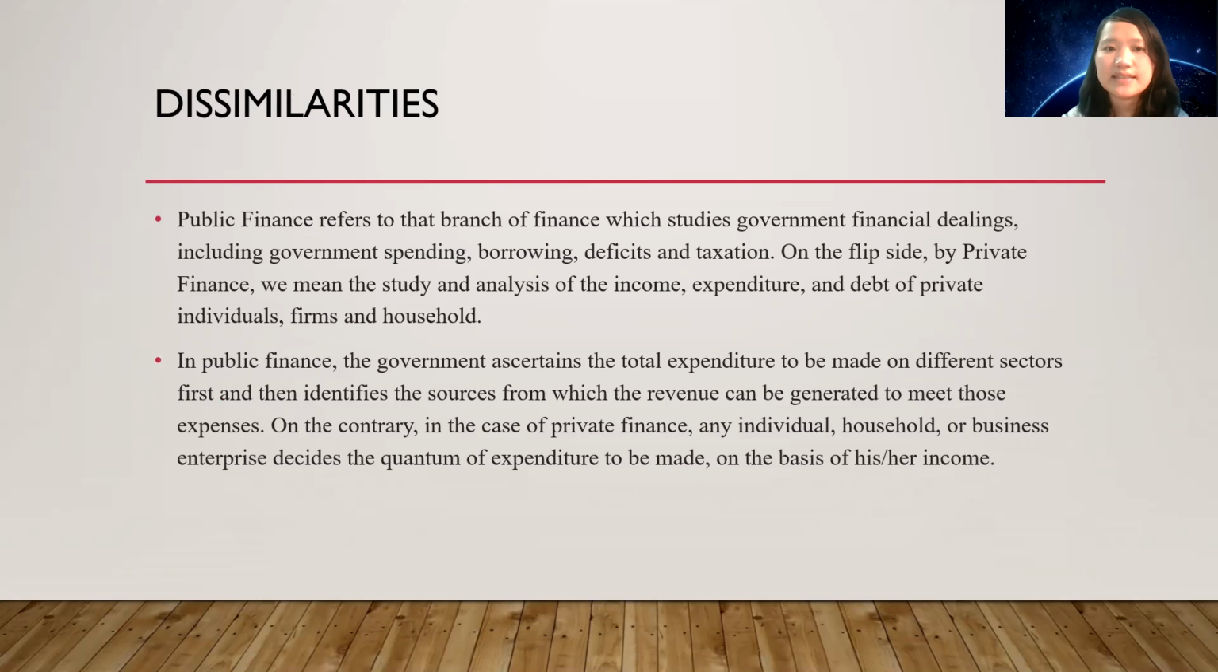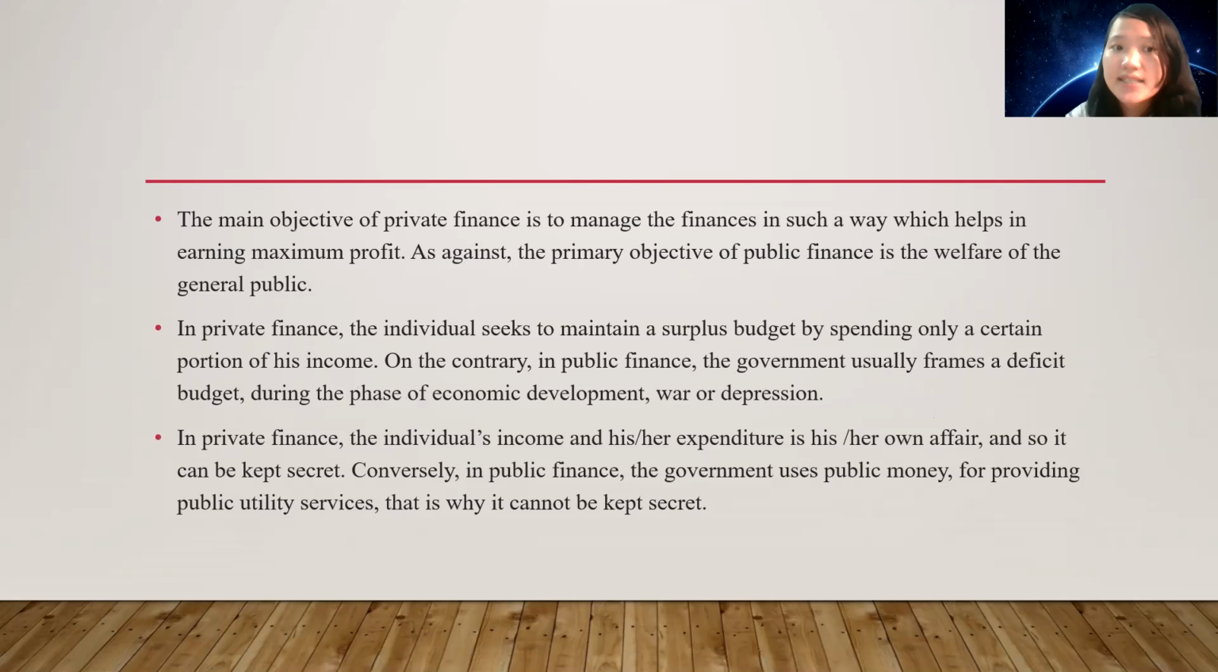And the dissimilarities are, as you know, that public finance deals with government spending, government borrowings, and government deficits and taxation. But private finance deals with the spending and borrowings of individuals. It is up to the private individual to decide where to spend the money based on his or her income. But the government has to ensure that it is spending money in all sectors.